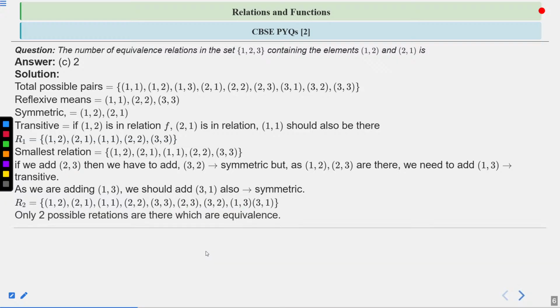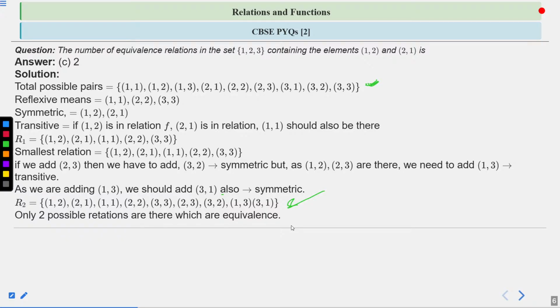Clear? So only two possible relations are there which are equivalence. Got it? No other relations can be defined. The total possible pairs were 9 ordered pairs, right? All the 9 ordered pairs have been added in the relation R2, so no further ordered pairs can be added. Clear? So only two relations are possible satisfying all the given conditions for the relation to become equivalence, where (1,2) and (2,1) must be there, right? So only two possible relations are there.